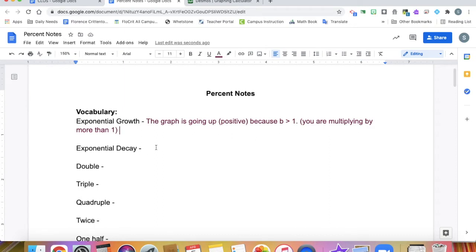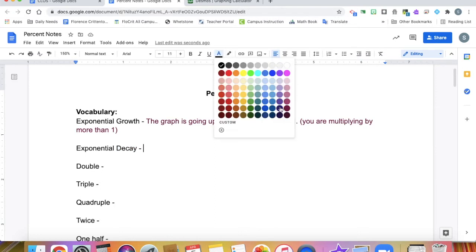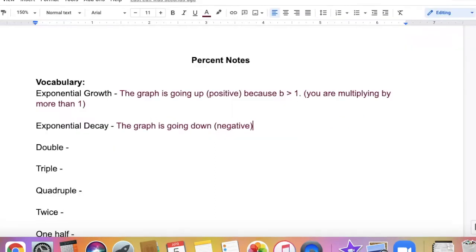Versus exponential decay. Decay means you're getting rid of it, which means you're going down, which makes it negative if it's going down from left to right. And this happens when b is less than 1, because you're multiplying by a percent that's less than 100. So this happens when you are multiplying by less than 1.